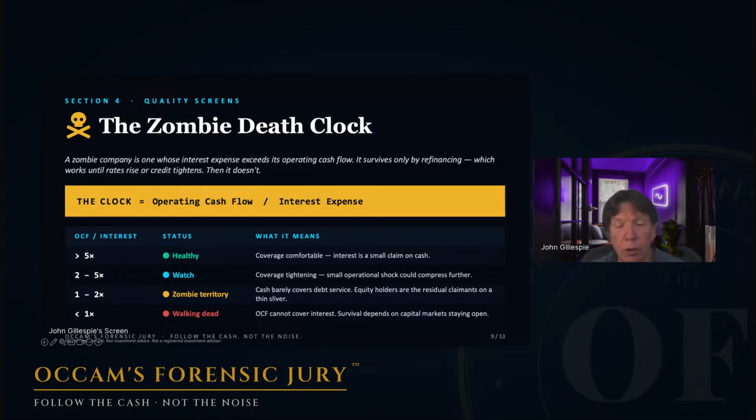1 to 2 times and you're in zombie territory. Cash barely covers the debt service. Equity holders are residual claimants on a very thin sliver. Below 1, the company is walking dead. Operating cash flow cannot cover interest, and survival depends entirely on capital markets staying open and willing to roll the debt at acceptable rates. When the window closes, and it always closes eventually, these companies don't get restructured. They get wiped out, and equity is worth zero. If a name falls on the zombie clock, I don't care how cheap the stock looks. Cheap zombies stay cheap until they die.